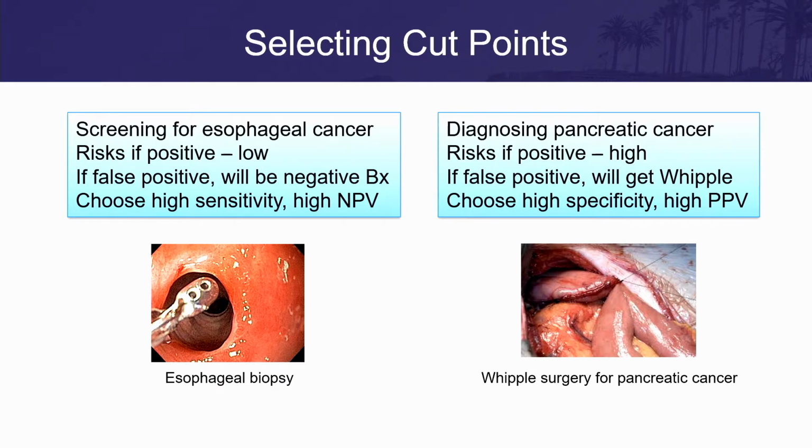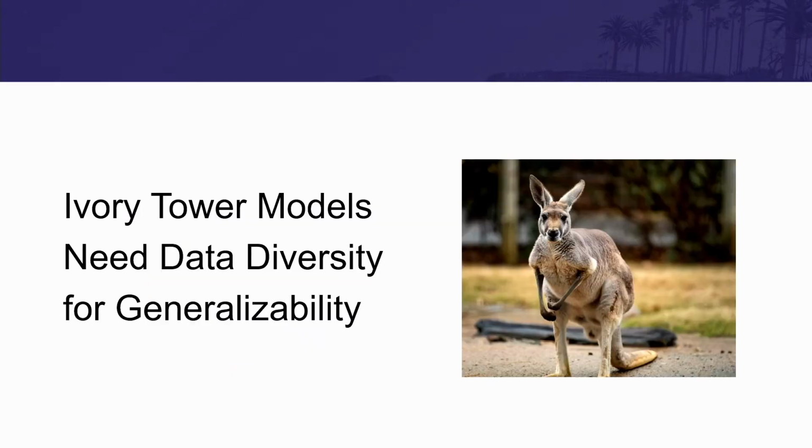In contrast, if you diagnose a pancreatic cancer with an AI model based on a CT scan, that person is going to get a Whipple. And if it's a false positive, that's a really bad thing. So you're going to choose high specificity, a high positive predictive value, and you're going to tweak your cut point. And I think it's really important as we develop these that we understand the performance, both in negative predictive value and positive predictive value, and decide if that makes sense clinically.